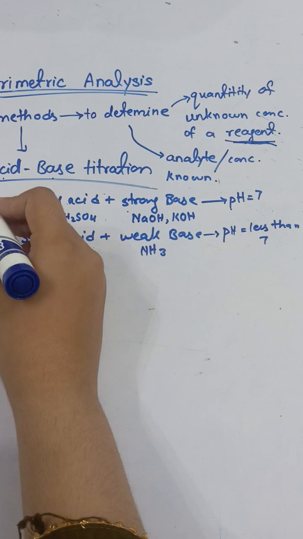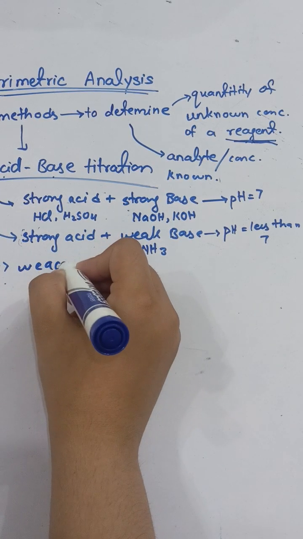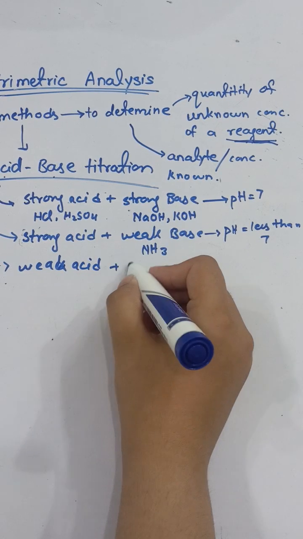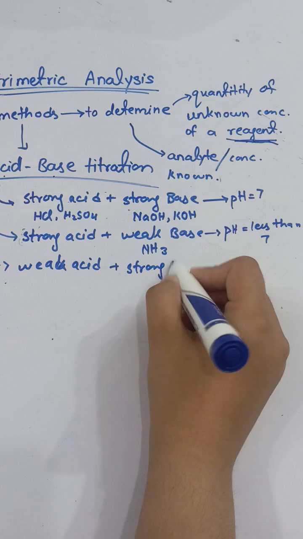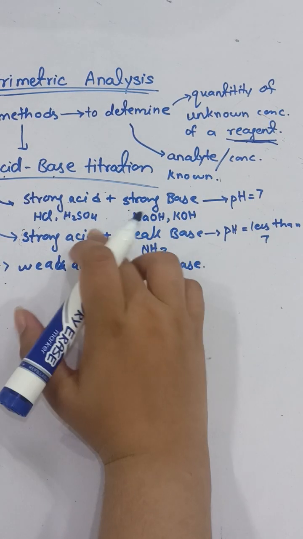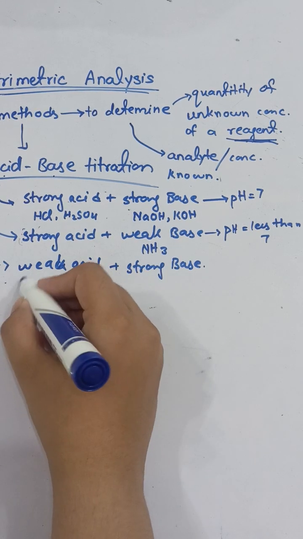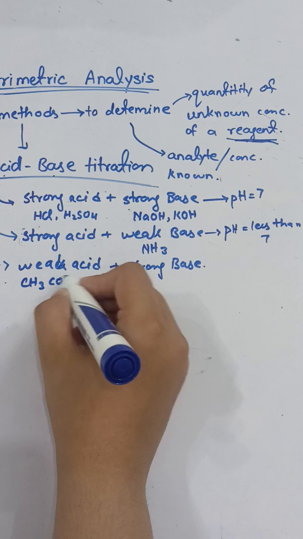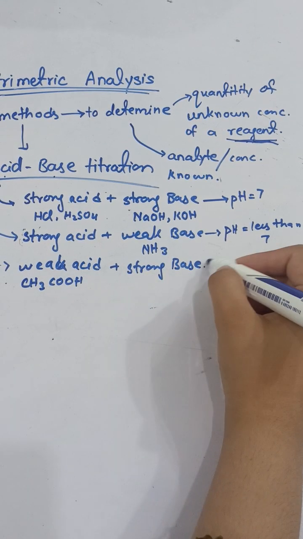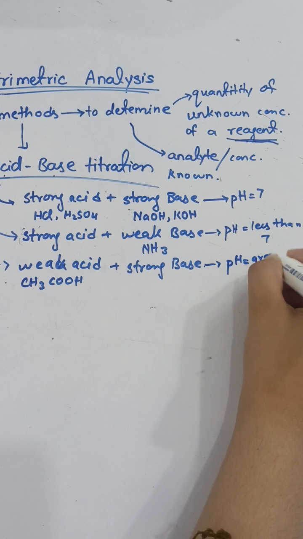Okay, the third type will be the reaction between a weak acid, now I am taking a weak acid, not a weak base, and a strong base, the opposite. The strong base will be NaOH or KOH, and for the weak acid, can you remember any example? Yes, acetic acid, CH3COOH, a very weak acid it is. And the resulting pH will be greater than 7.